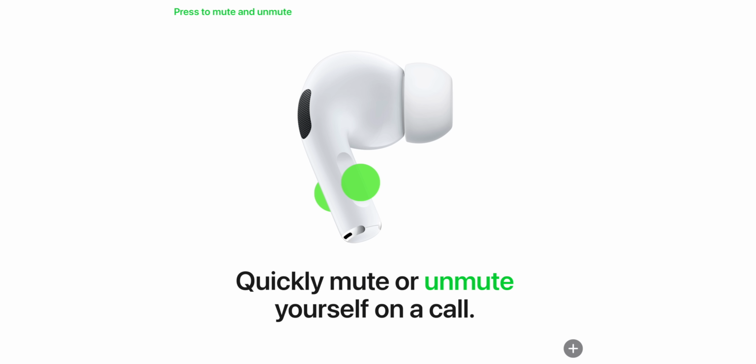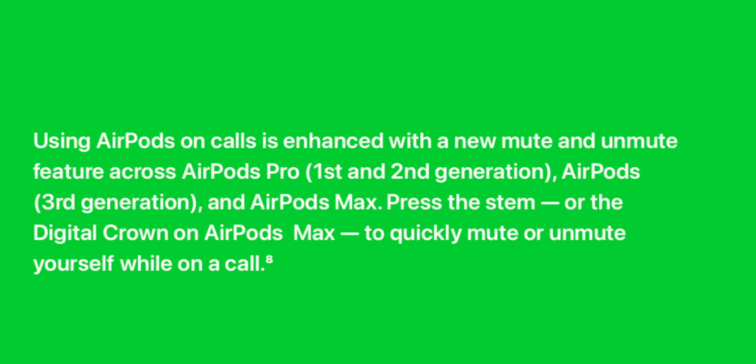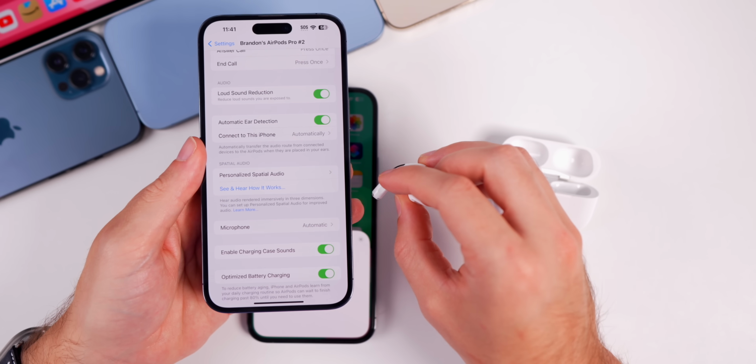You can also now mute yourself very quickly on a phone call by pressing on the stem on the AirPods Pro or by pressing on the digital crown on the AirPods Max. And this is going to allow you to quickly mute and unmute yourself while on a call.